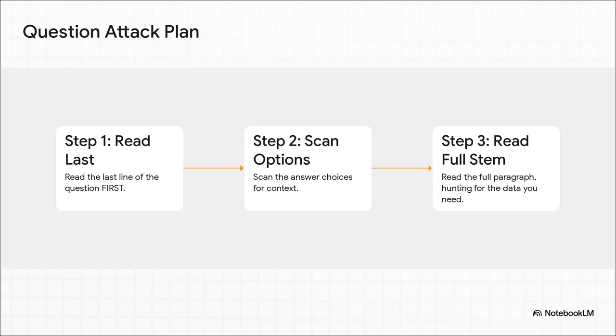Step 1, read the very last sentence first. That's the actual question. Step 2, quickly scan the answers. This gives your brain the context it needs. Then and only then do you read the whole long paragraph. Now you're not just wandering through details, you're actively hunting for the specific clues you need. Think about a classic ectopic pregnancy question. If you already know they're going to ask for the location, you'll spot it in a second and all the other details just become noise.